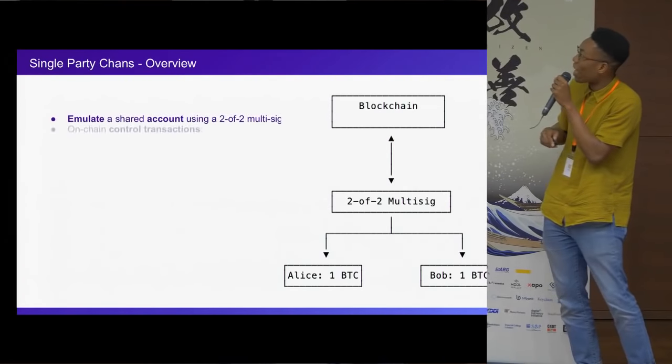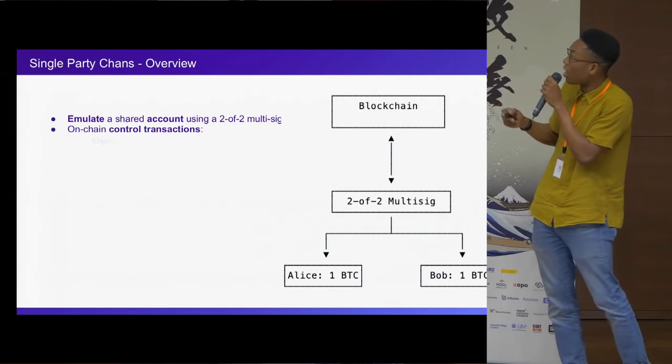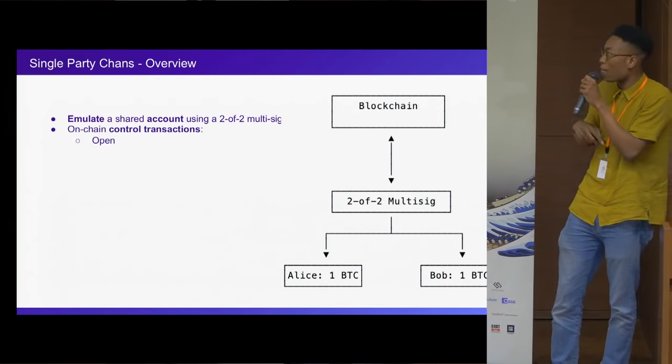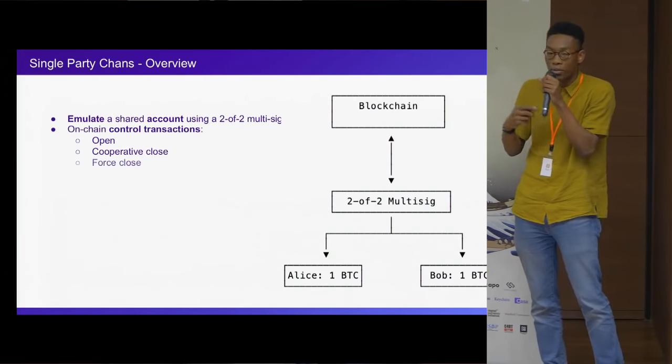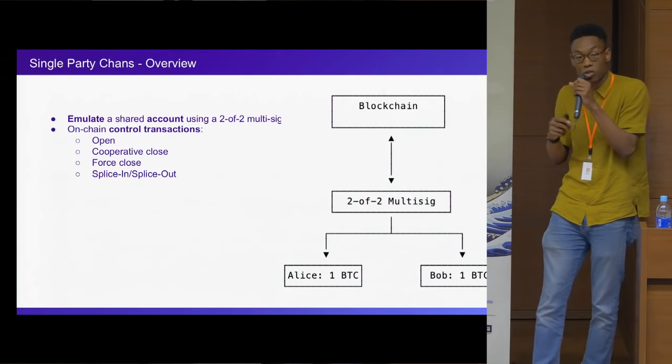So for starters, we have the regular single party channel, right? A single party channel basically creates an account abstraction over regular UTXOs. And we have a few on-chain transactions: open, close, cooperative close, force close, and splice in and splice out, which basically lets us move funds in and out of the channel without actually disrupting it, which is pretty cool.